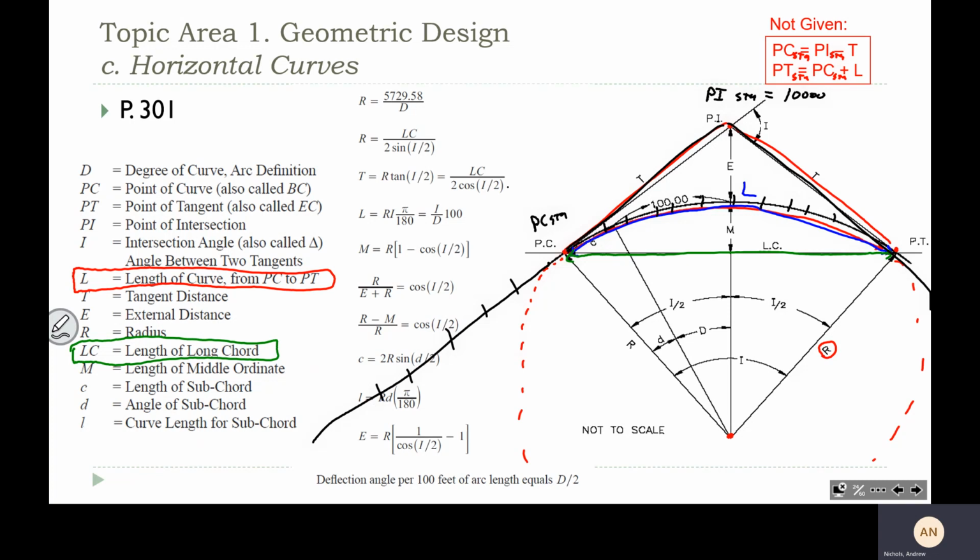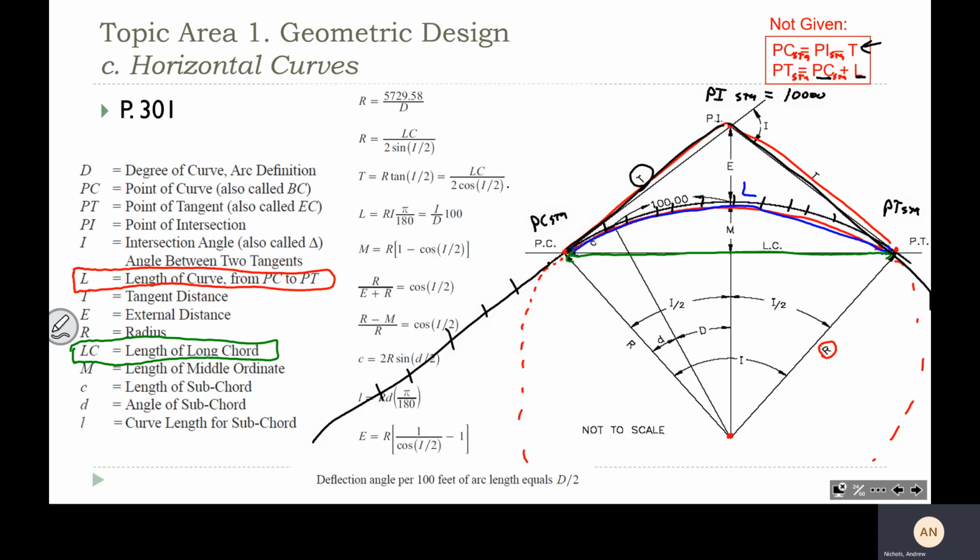So in order to calculate the PC station, we've got this T value here, a tangent. If we know our PI station, we can subtract that tangent distance to get us the PC station, right? So that's what this equation up here is. PC is equal to PI minus T. Once we know the PC station, because we want the stationing along the curve, if we take our PC station and add L, the curve length, that is how we get to our PT station.